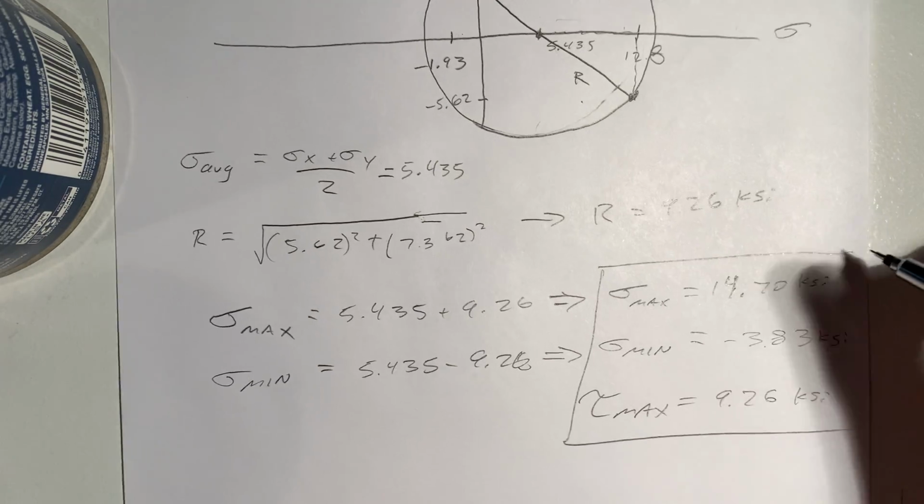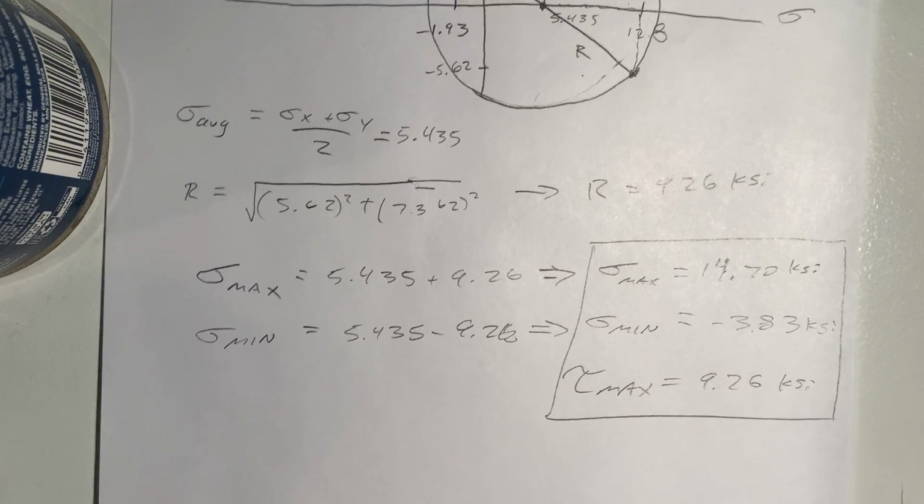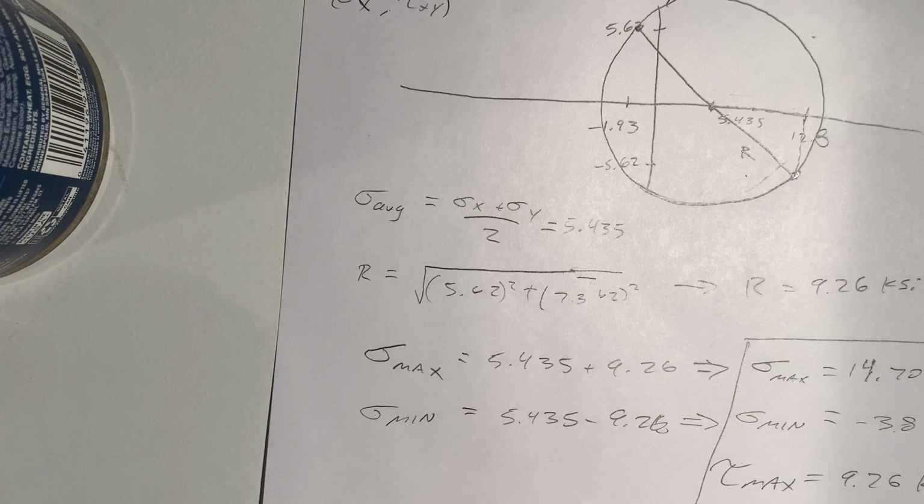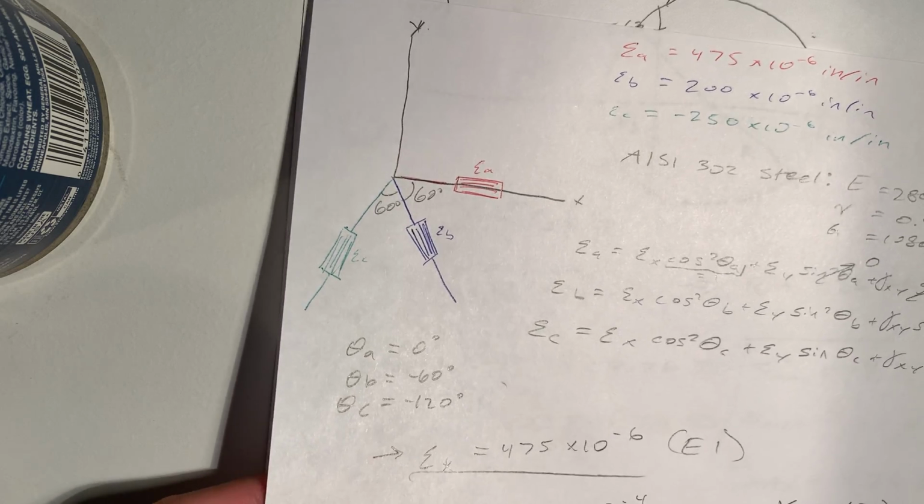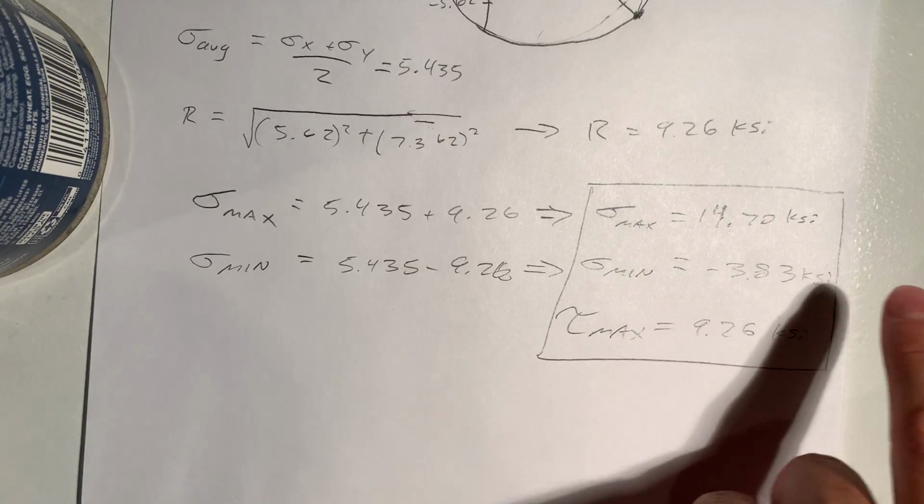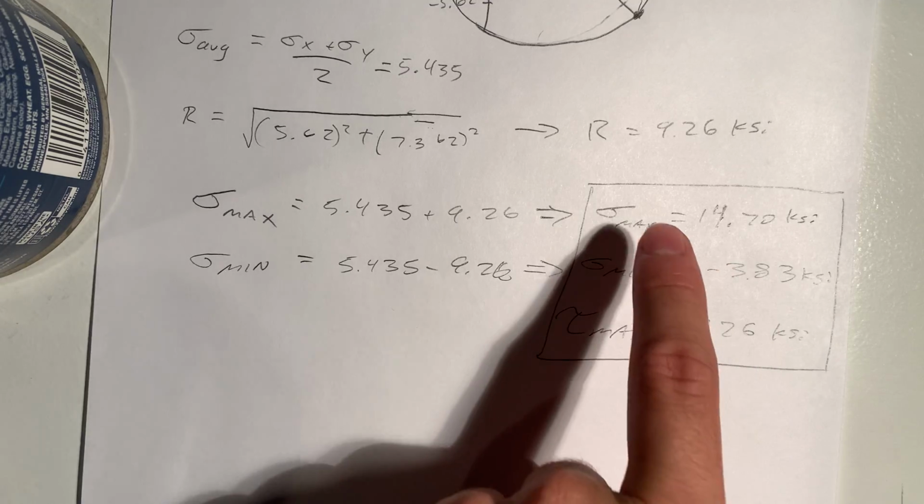And there's our answer using Mohr's circle and the generalized Hooke's law after the given strain rosette that we have. We're able to calculate and find principal stresses right here.